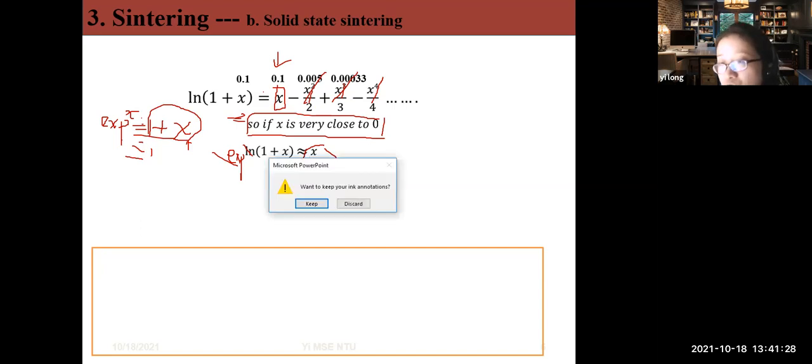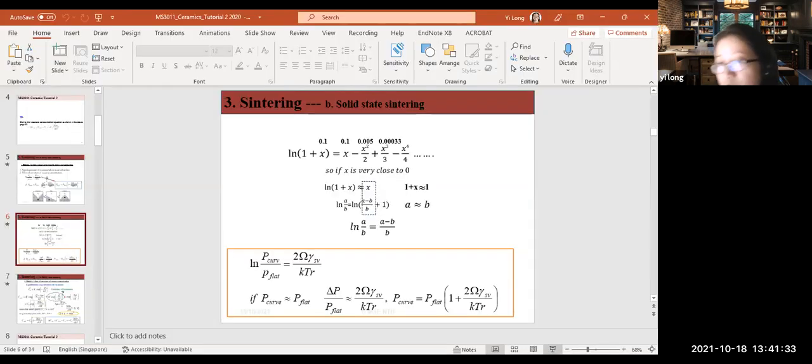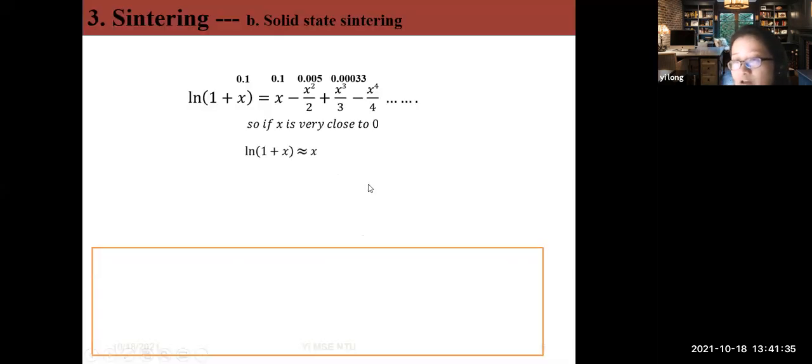Later we're going to use this conclusion also. So let's continue. We already know that ln(1 plus x) equals x, and also if we know this x is very close to 0, then exponential x is going to be very close to 1, right?